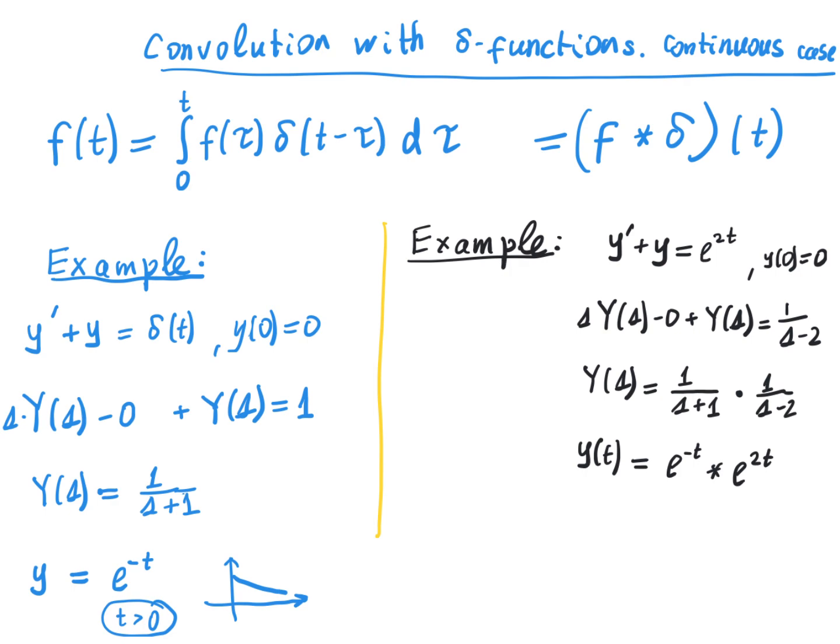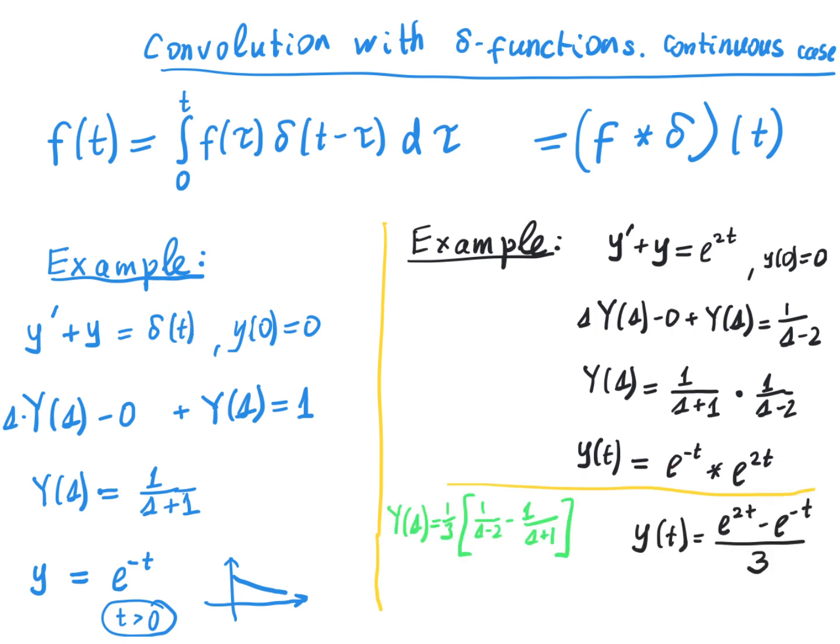Okay. So this is true in general. Whatever the right side you have, the solution will be the convolution of that right side with the response to the unit delta function. Now, how to compute this convolution? We go back to Laplace transform and we do partial fraction decomposition. It will be just 1/3 of the difference between the fraction 1 over s minus 2 and the fraction 1 over s plus 1.